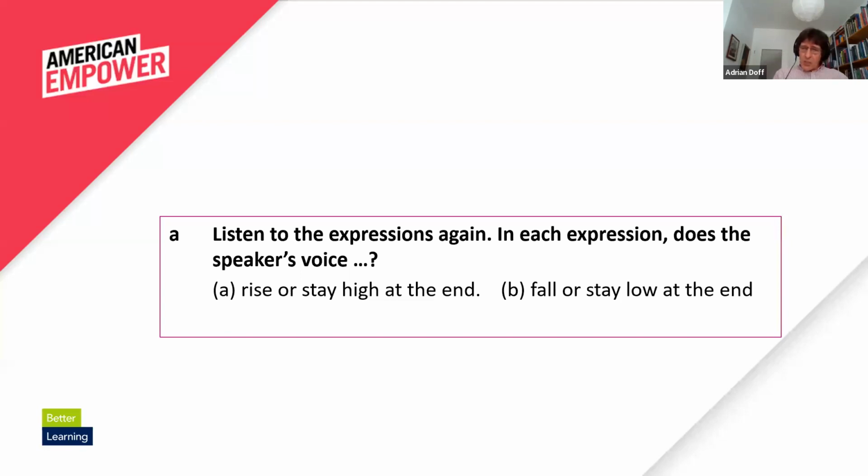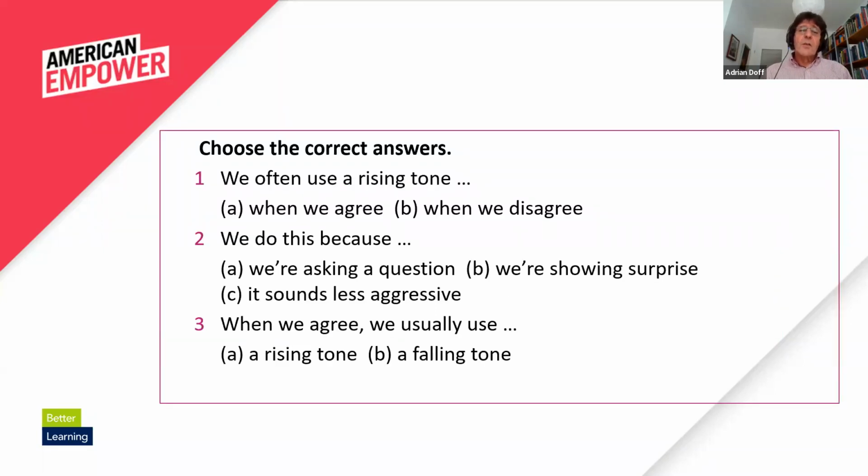So learners listen again to extracts and decide which ones rise or stay high at the end, which ones fall or stay low at the end. I won't play this to you again. And from this, they establish that we often use a rising tone when we disagree, don't we? So we may use a rising tone when we agree, but we use it especially when we disagree. And we do this because it sounds less aggressive. So in other words, it's to do with hedging and with softening of our language. And when we agree, by contrast, we usually use a falling tone.